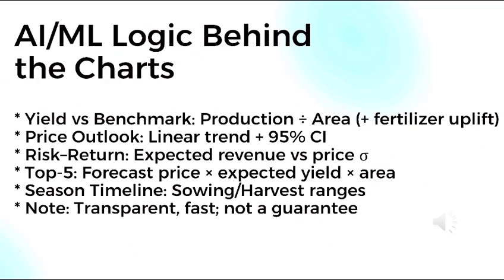Thank you. This dashboard uses simple, explainable logic. For yield, we take production divided by area. If fertilizer use is high, we add a small uplift. We compare this to the regional benchmark. For price, we fit a straight-line trend on yearly prices. The shaded band is a 95% confidence range.